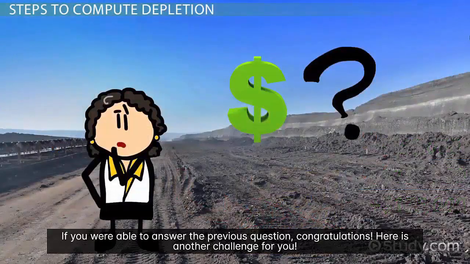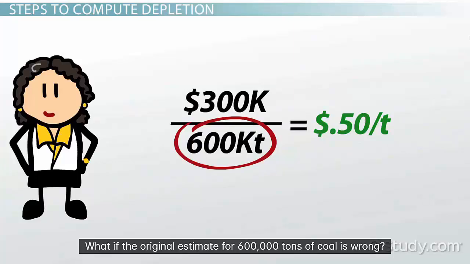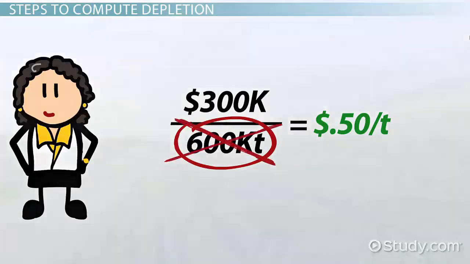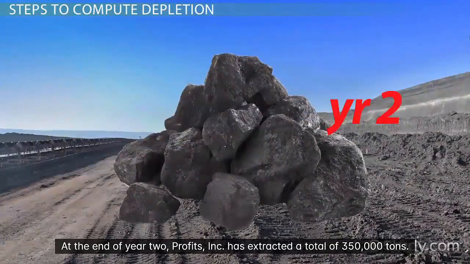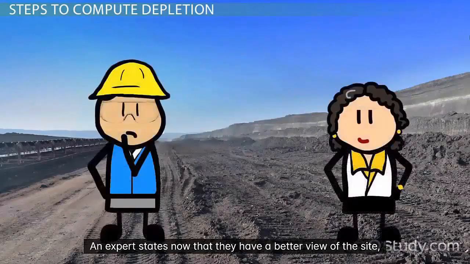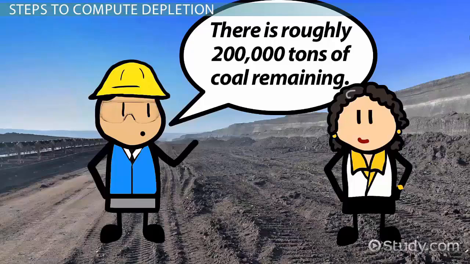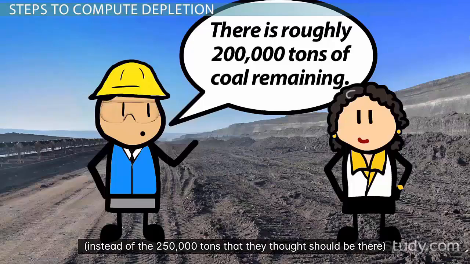If you were able to answer the previous question, congratulations. Here's another challenge for you. What if the original estimate for 600,000 tons of coal is wrong? At the end of year 2, Profits Incorporated has extracted a total of 350,000 tons. An expert states now that they have a better view of the site, they see only an estimated 200,000 tons remaining, instead of 250,000 tons they thought should be there.